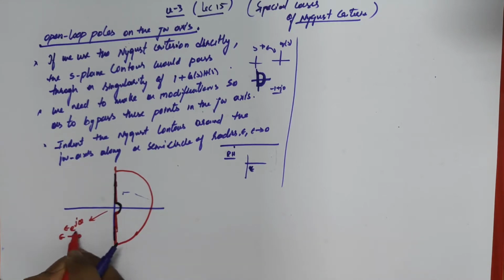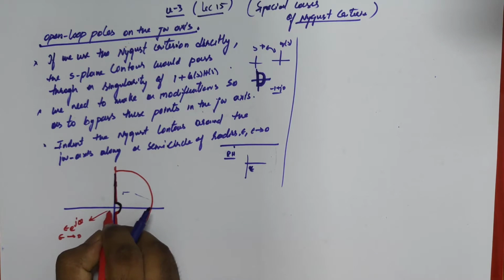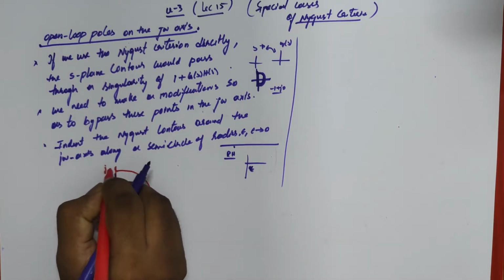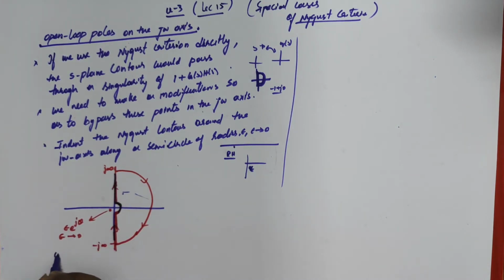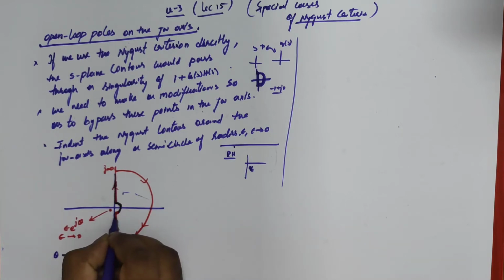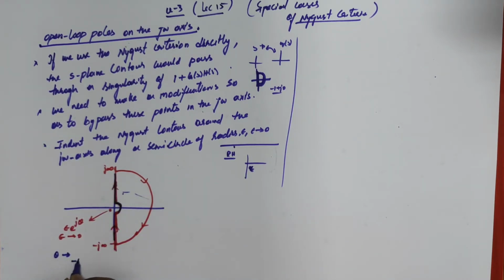So if we case when my theta, I'm starting from minus j infinity, and from 0 to infinity, this is 0 to infinity, and this is from j infinity. That means my contour is in clockwise direction from minus infinity to 0, and from 0 to infinity. I'm taking this as my S-plane points and bypassing the contour, and this theta is varied from minus infinity to plus infinity. Sorry, minus 90 to 90 degrees.